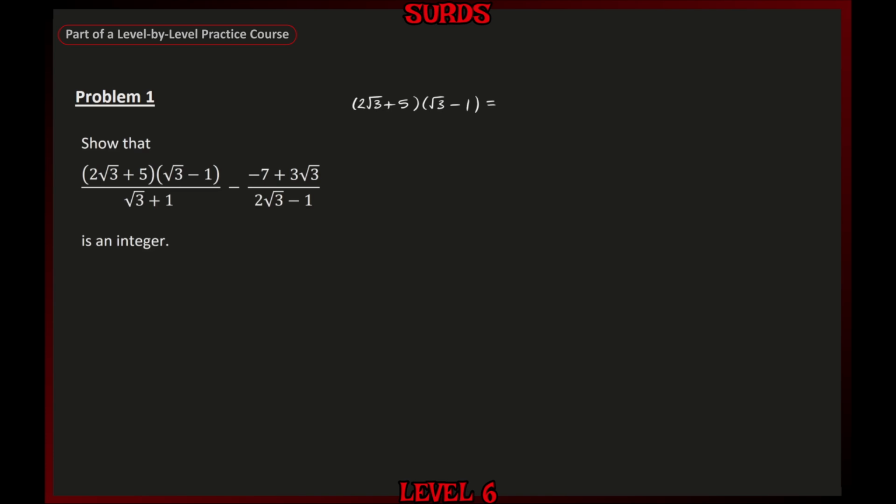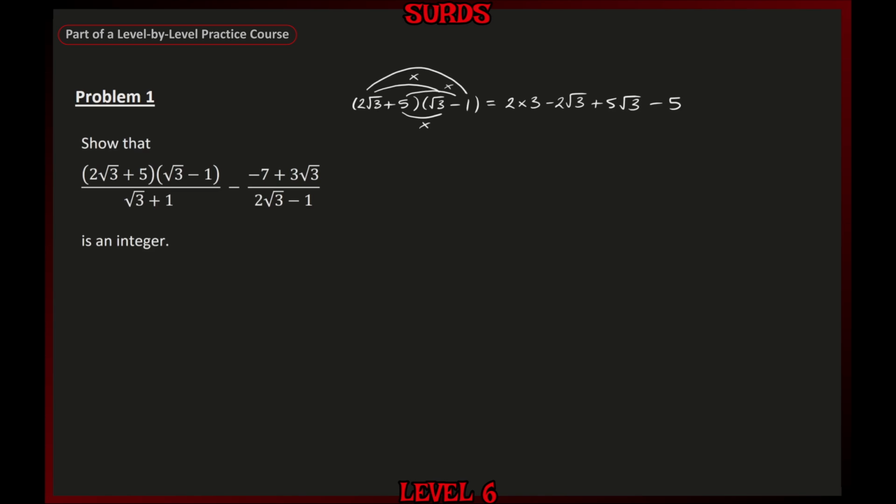Now back to the problem, so 2 root 3 multiplied by root 3 gives us 2, and then root 3 times root 3 is 3. So we get 2 times 3. 2 root 3 multiplied by minus 1 gives us minus 2 root 3. 5 multiplied by root 3 gives us plus 5 root 3. And finally 5 multiplied by minus 1 gives us minus 5.